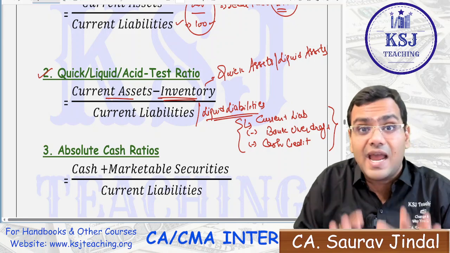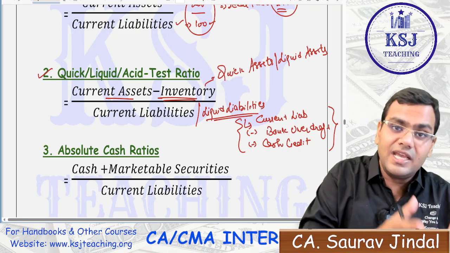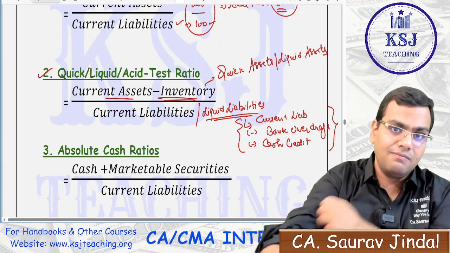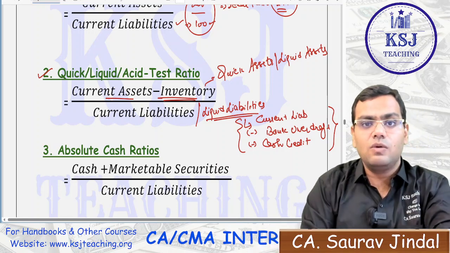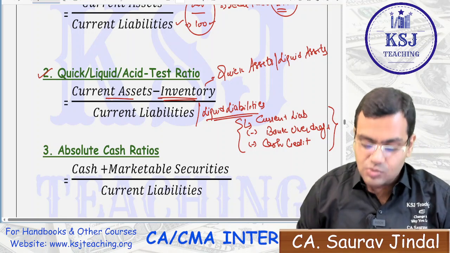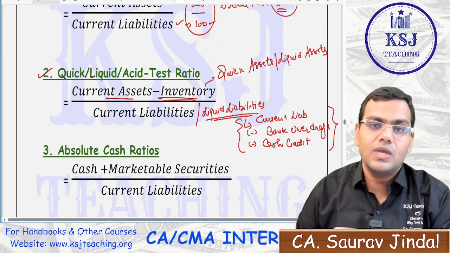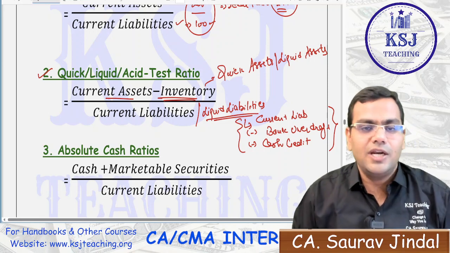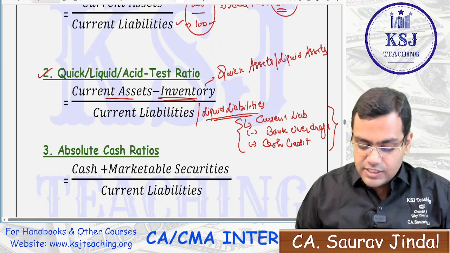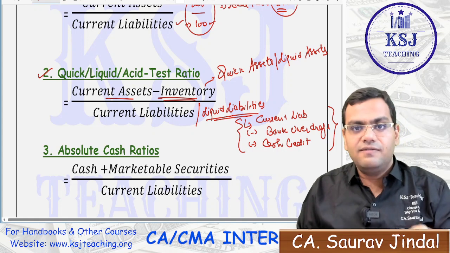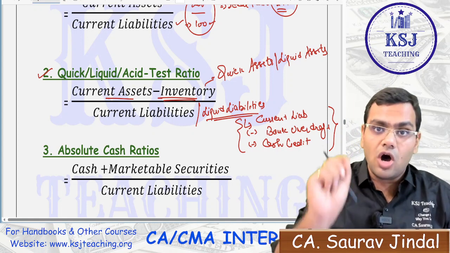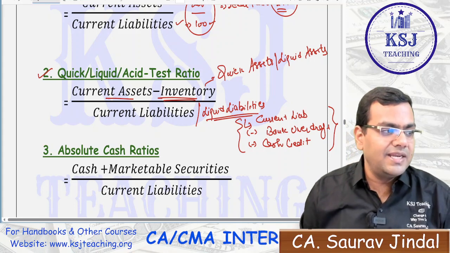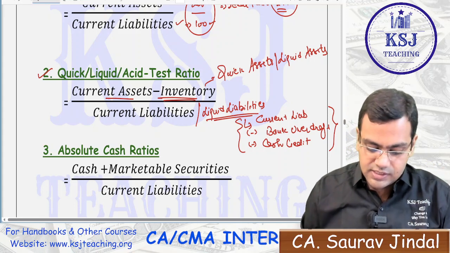Now inventory might take time. The raw material will take its time to be converted into finished goods, then finished goods into sale. It will take its own time. You can't say that we can easily convert inventory into cash in 6 months, right? So that is why inventory is removed from the quick asset, because inventory will take its own time for conversion into cash, right? So that is why current assets minus inventory divided by either current liabilities or liquid liabilities. The liquid liability means current liability minus bank overdraft minus cash credit. So this is how it is to be calculated.